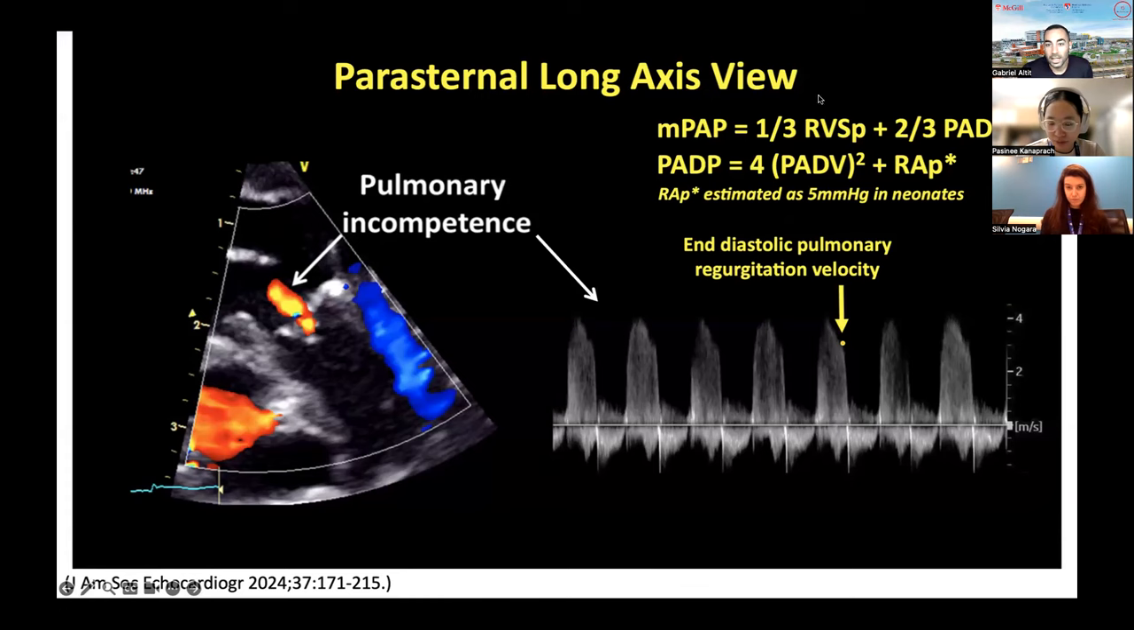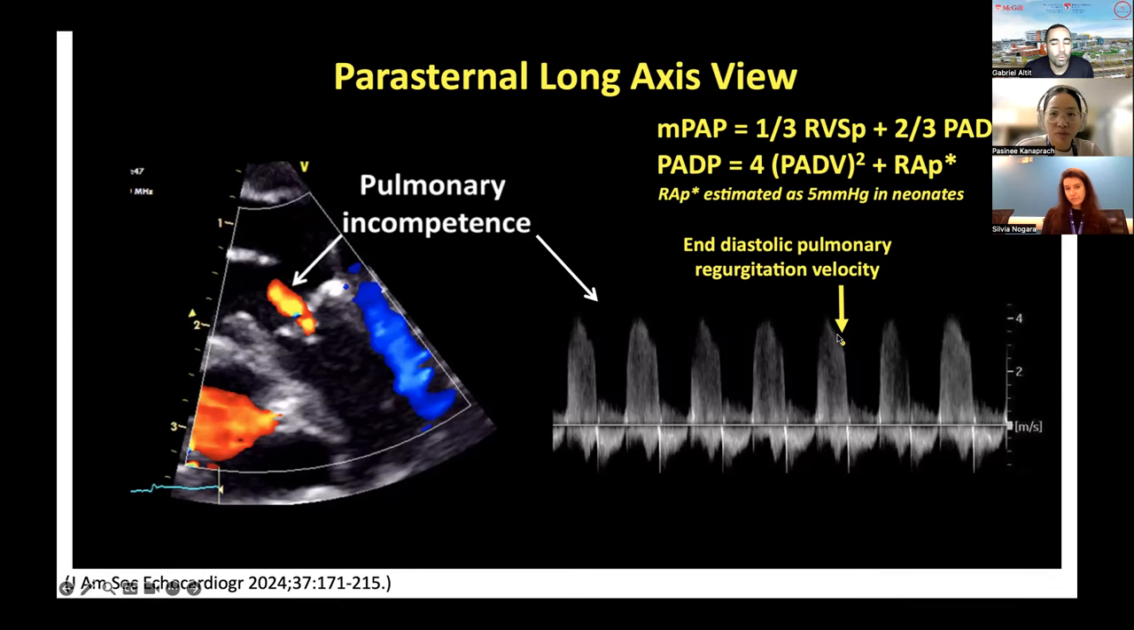So you can get your pulmonary insufficiency jet. The ASE guideline, so RA pressure estimated 5 millimeters of mercury, they use the 1/3 to 2/3. So you remember our last teaching, we spoke about how you assess mean pressures and we use the 1/3 to 2/3 sometimes to estimate because you spend a third of your time in systole and 2/3 of your time in diastole. But really a mean blood pressure is an area under the curve, right? That's the mean pressure. It's not like the 1/3 to 2/3. So you have to be careful about this way of estimating mean pulmonary arterial pressure.